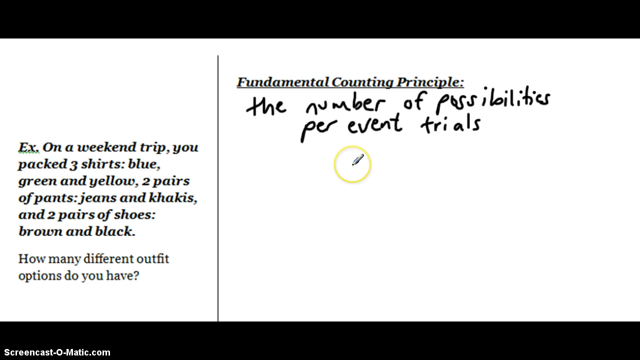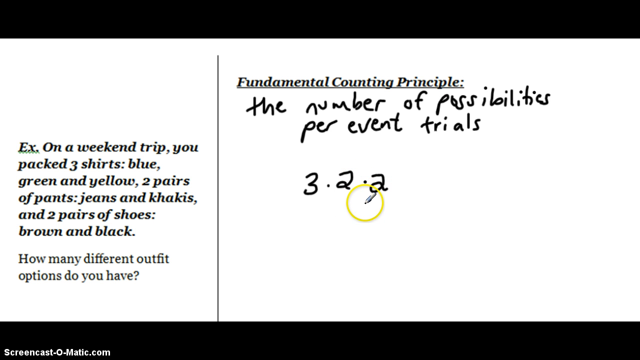But if we look at our example here for a weekend trip, if you pack 3 shirts, think the possible outcomes for the 3 shirts are blue, green, or yellow, and that would be a total of 3. And then 2 pairs of pants, you could have jeans or khakis. So there's 2 possible outcomes, it would be times 2. And then 2 pairs of shoes, brown and black.